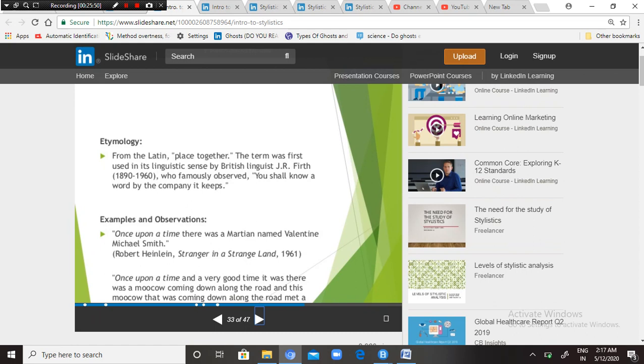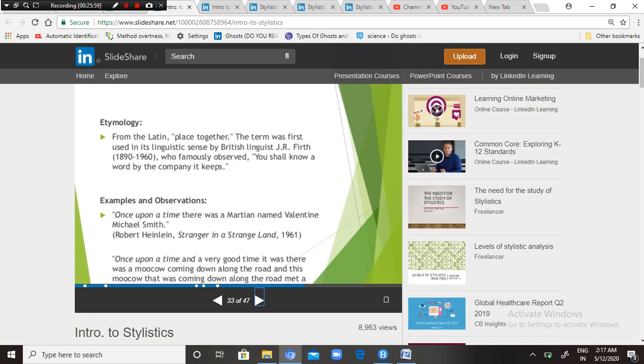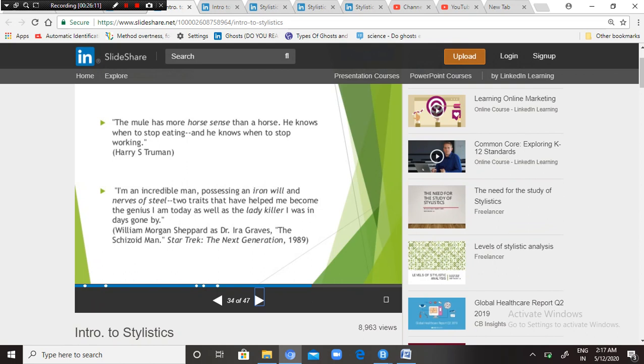and observations." Once upon a time, there was a Martin named Valentia, and stranger is a stranger land. Once upon a time, a very good time, it was here was a moko coming down along the road, and this moko that was coming down along the road met a. The mole has more horse senses than a horse. He knew when to stop eating and he knew when to stop working. "I am incredible man possessing an iron wall, nervous of a steel, two trades that have helped me become the genius I am today, as well as the Lady Kilo. I was in days gone by."